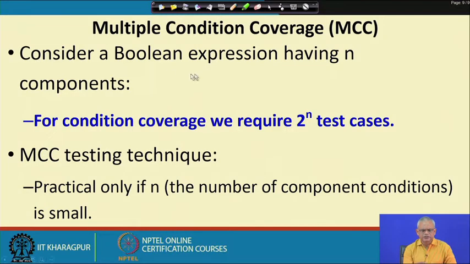Let us consider a Boolean expression having n sub expressions or components. The multiple condition coverage, MCC, will require 2 to the power n test cases, and that is the reason why MCC testing is not considered practical if the number of sub expressions is large.